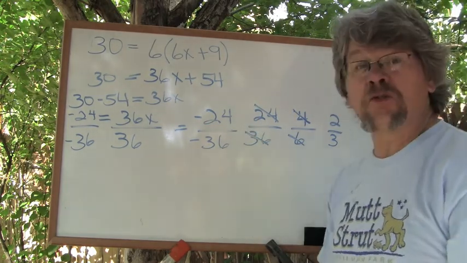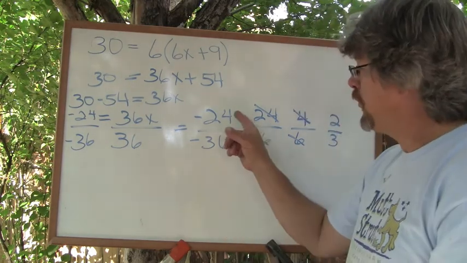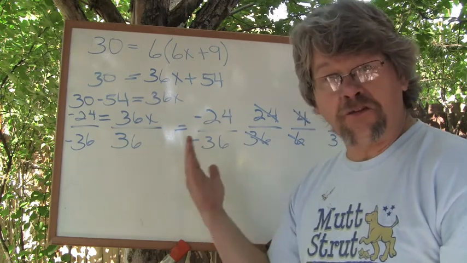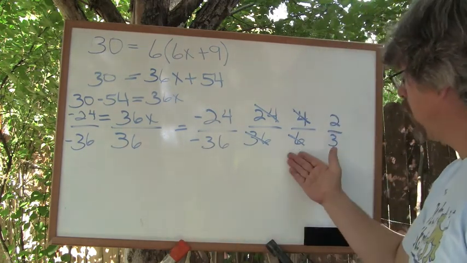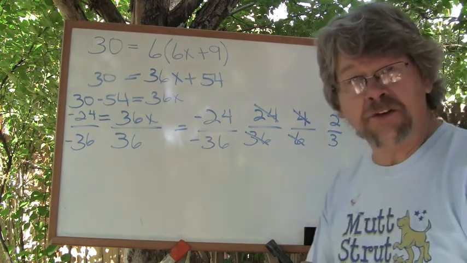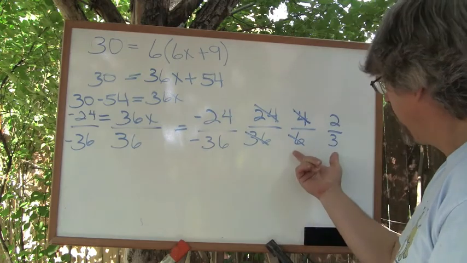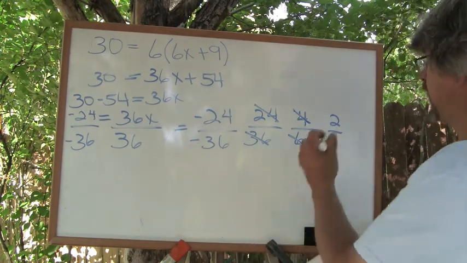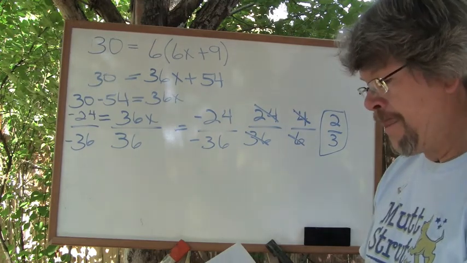We could have taken out 12. But I want you to see this: if you don't take out the largest factor, you just keep reducing until you can't reduce any more. It's not wrong, it just gives you an extra step to get to your answer. And 2/3 is your answer on that.